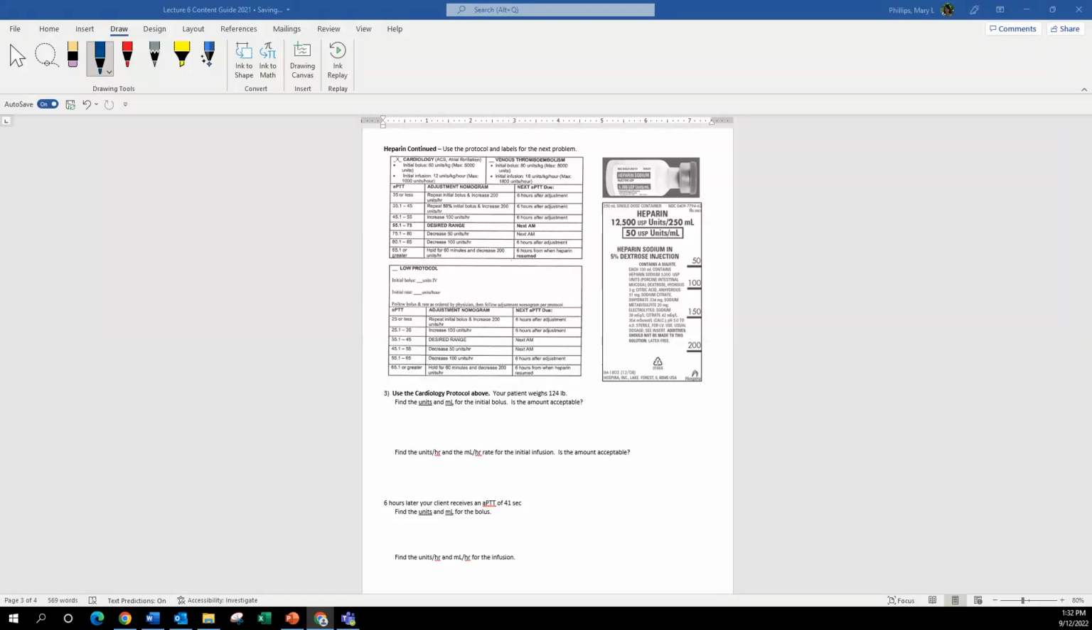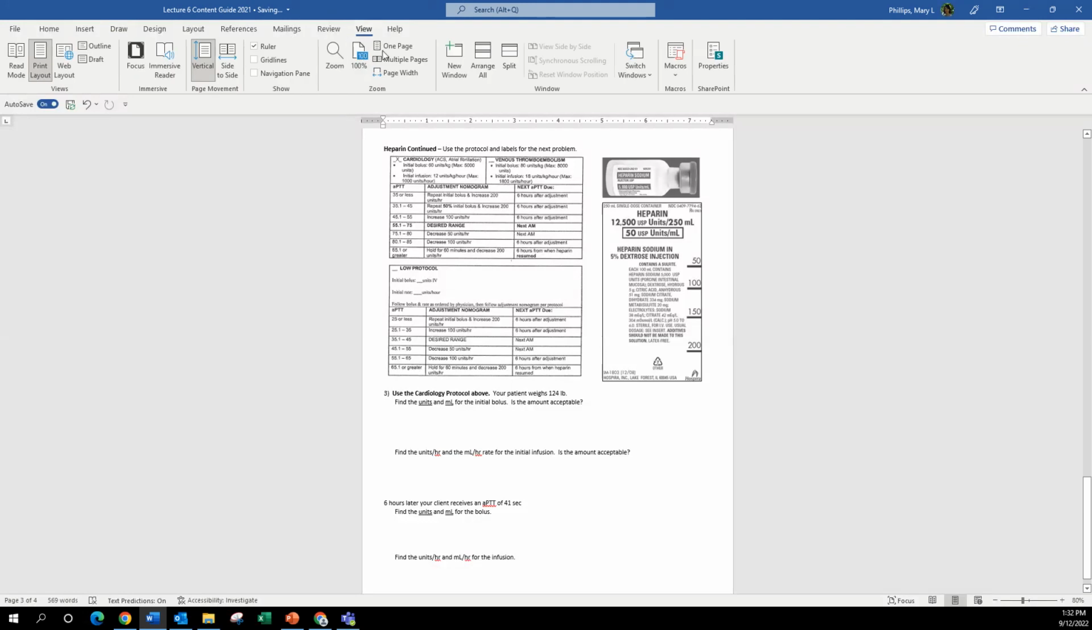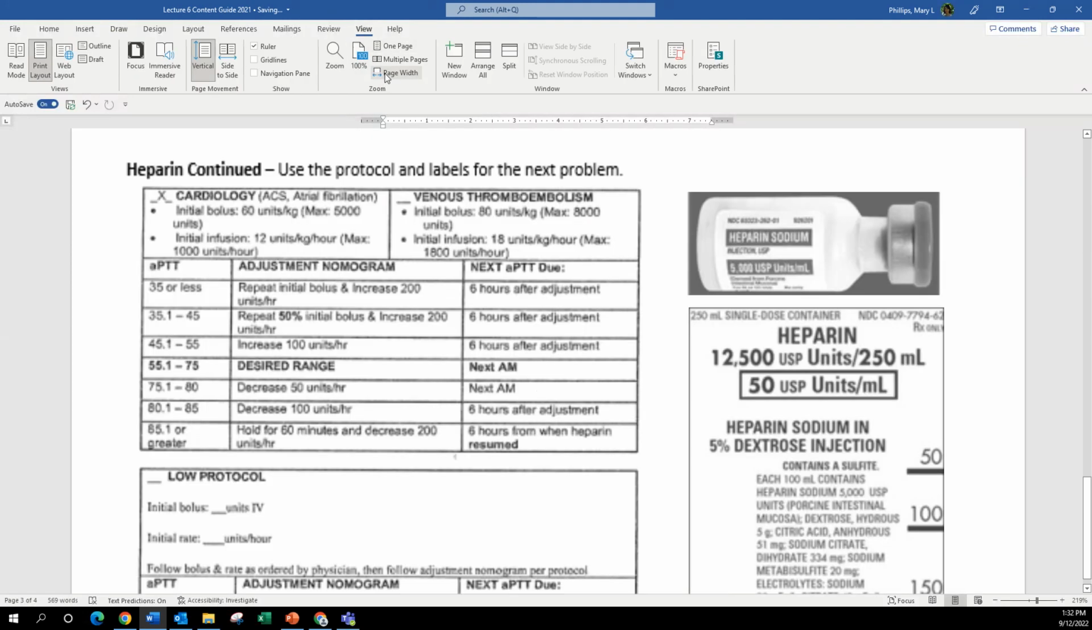Hello, in this video we're going to look at dosing heparin when we're using a protocol. And I've shared with you the entire problem, including the meds, but I do want us to zoom in a bit on this problem and see if we can see some of the details. So let me see if I can change our view.